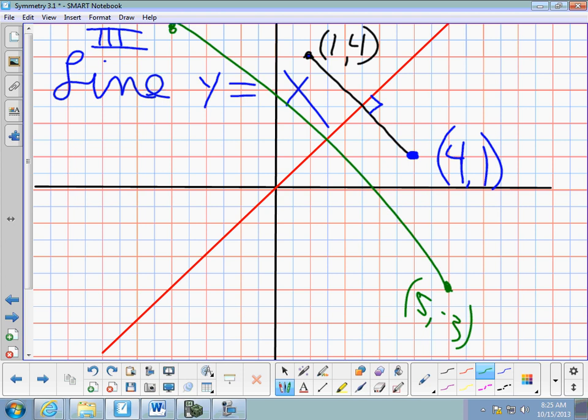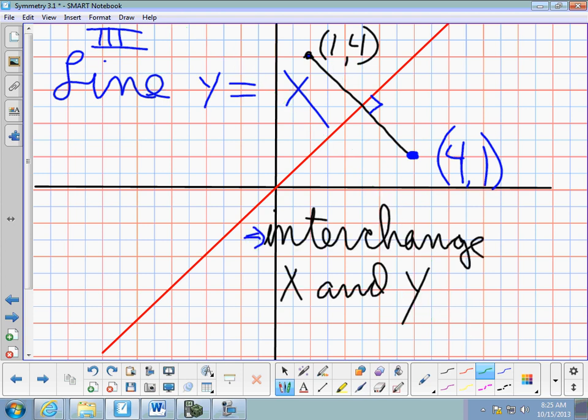That's symmetry across the line y equals x. Again, look what you're doing. What's happening is the x and the y values get flip-flopped. You interchange the x and the y. To check for symmetry over the line y equals x, interchange the x and the y.